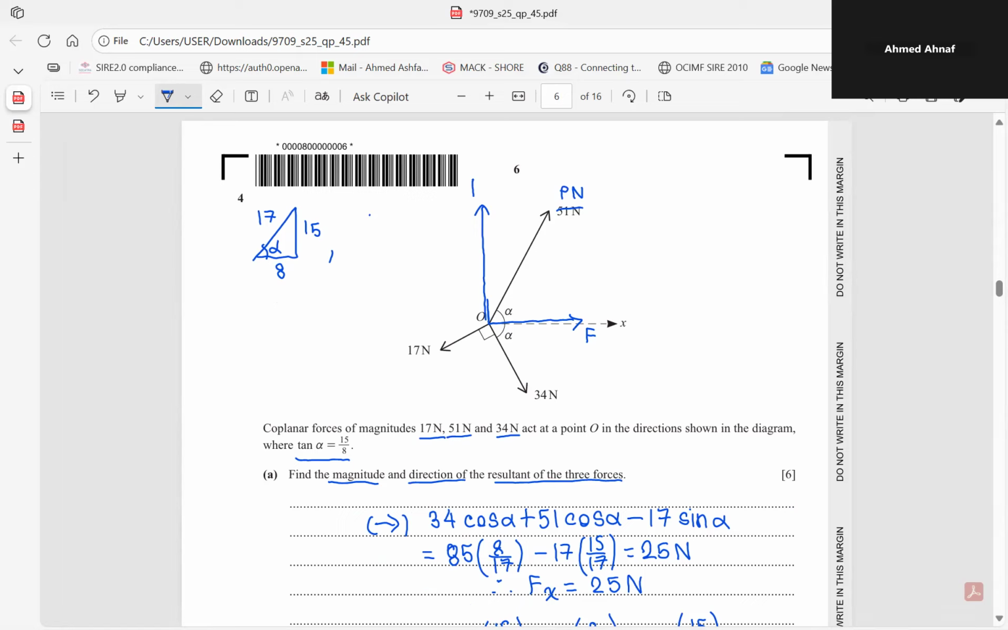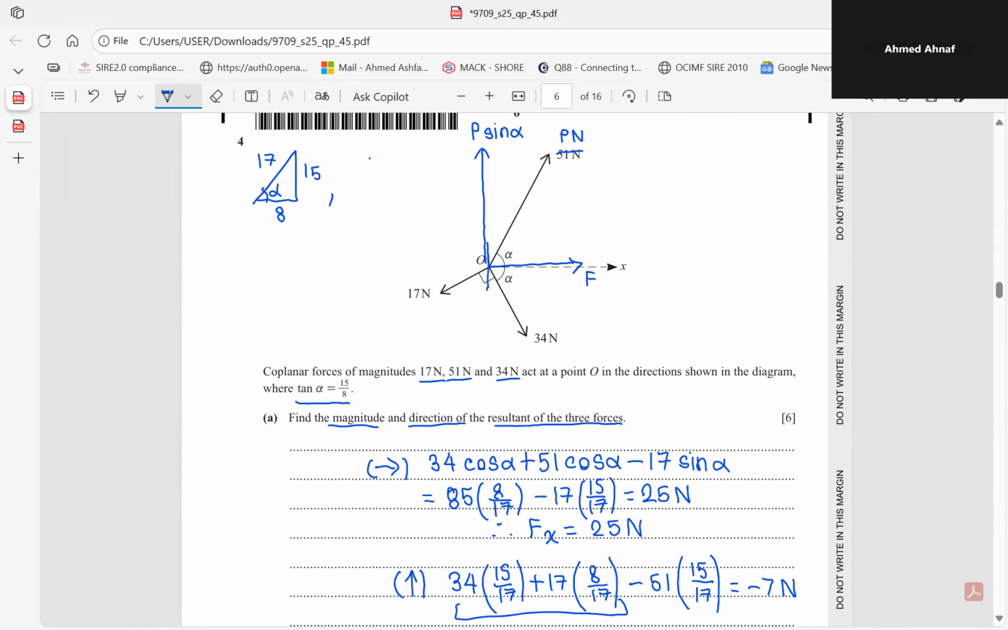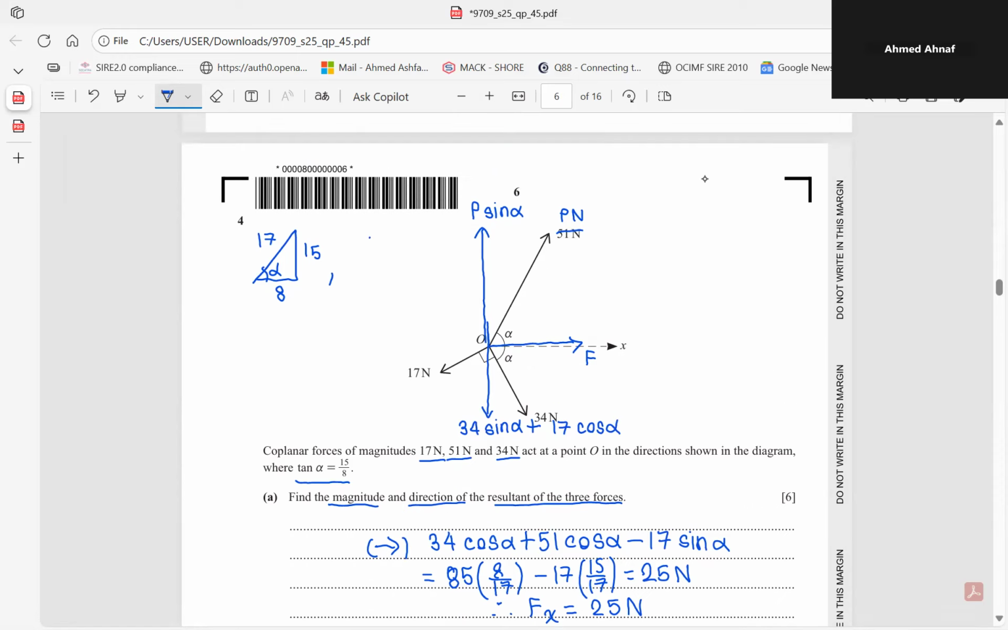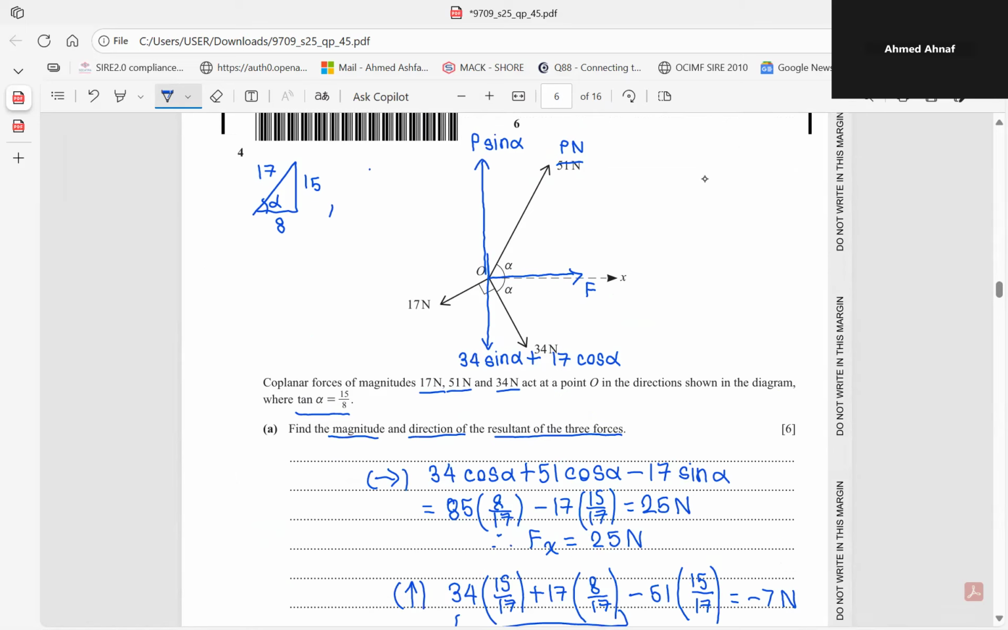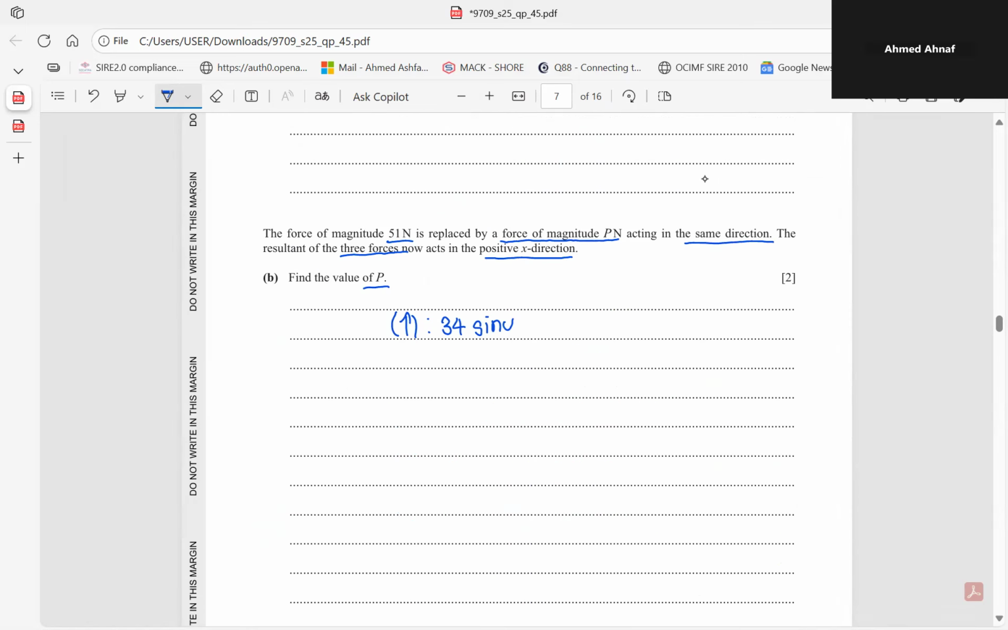Upwards we have P sine alpha, okay? And then downwards we have 34 sine alpha plus 17 sine (90 minus alpha), which is the same as 17 cosine alpha. Yeah, so we'll just equate both of these. Okay, so there's our vertical forces. We'll write 34 sine alpha plus 17 cosine alpha equals P sine alpha.